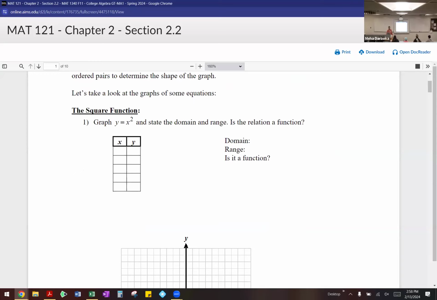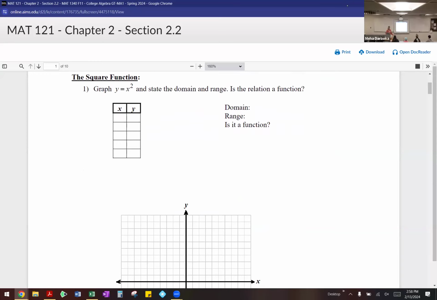Now, of course, we have technology to help us with a lot of the graphing, but I just want to show you maybe an example or two on how we would do the ordered pairs, and then we'll of course use technology to help us out. So here they're asking you to graph a basic square function. You have y equals x squared, and then they're asking us to find out if it's a relation or if it's a function, and then of course what the domain and range will be.